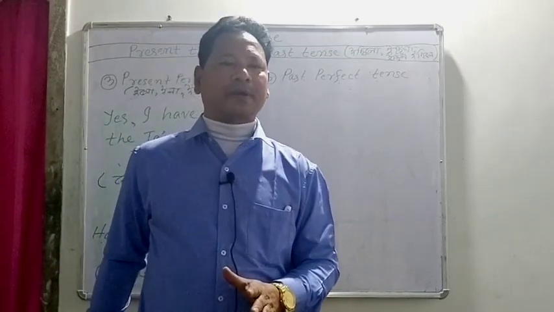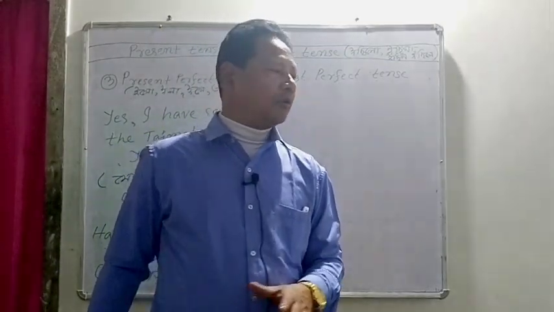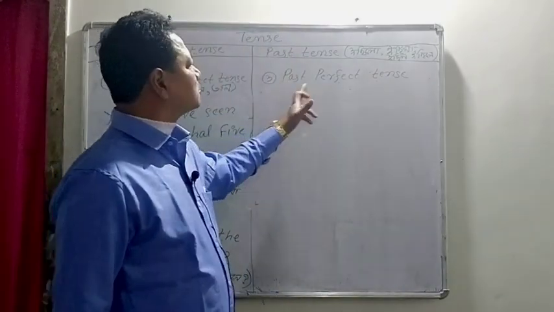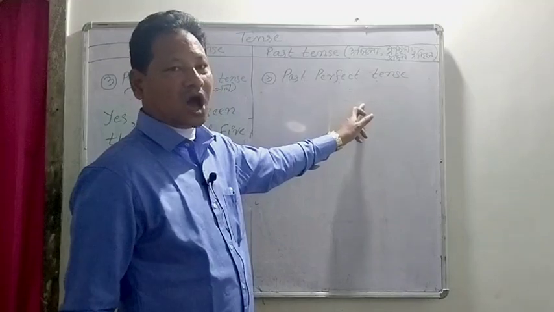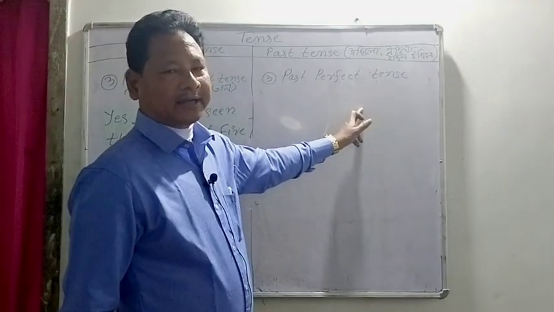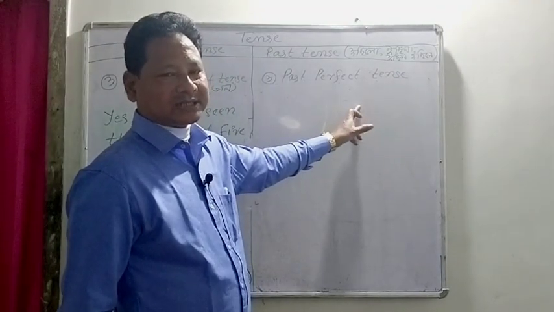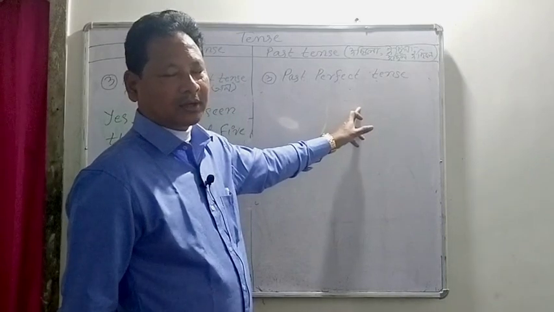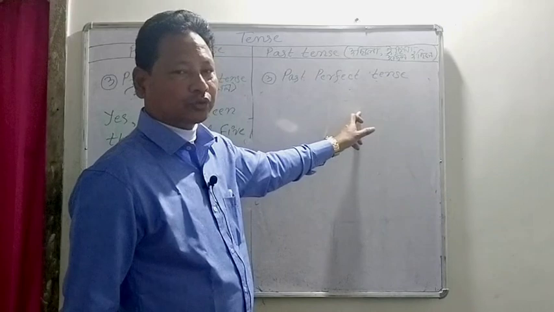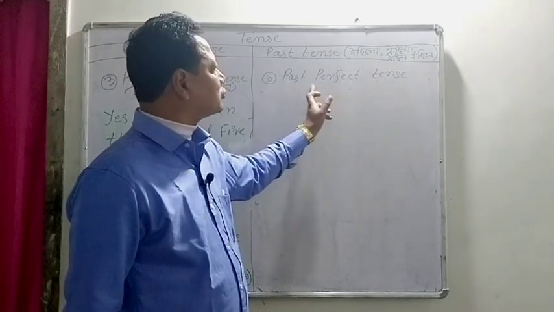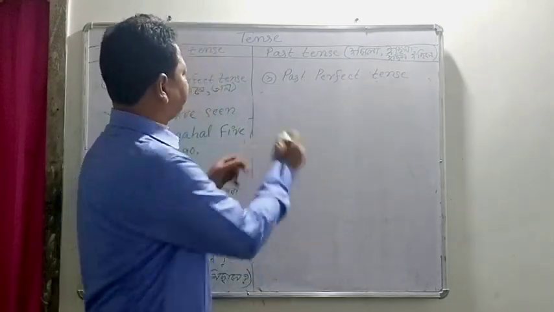The secondary usage of the present perfect is done now. Now I will start past perfect tense, the usage of past perfect tense. In class 3, I had told you the construction with the formula of past perfect tense. Today, class 4, I am going to start the usage of past perfect.